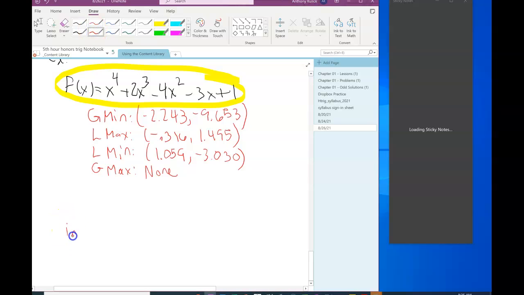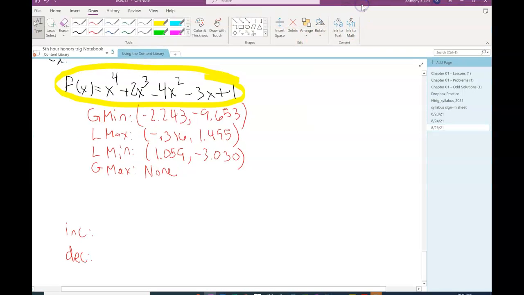So what I can say here is, since I know I'm starting with my global minimum, and I know I'm starting with that because that's the x-coordinate that's the furthest to the left. It's the smallest x-coordinate. So the first thing I'm going to have is some global minimum, right? So up to that global minimum, I am decreasing because it's heading down. Does everybody kind of see that? So that's negative infinity to the x-coordinate of my global minimum.